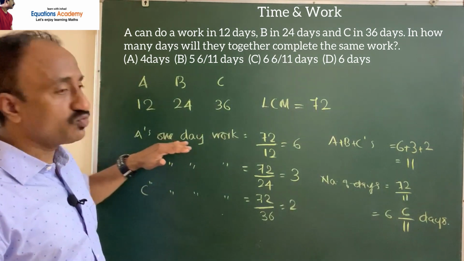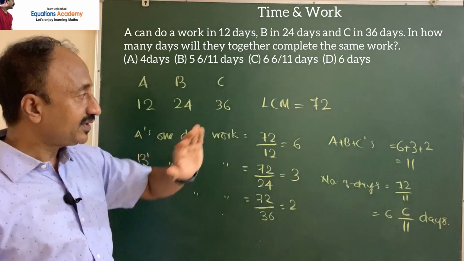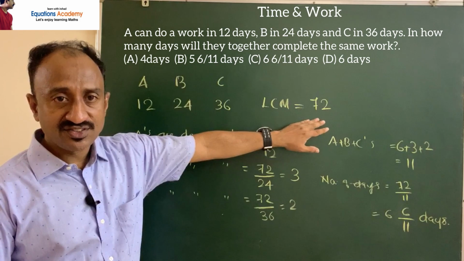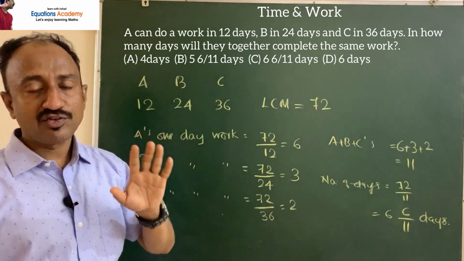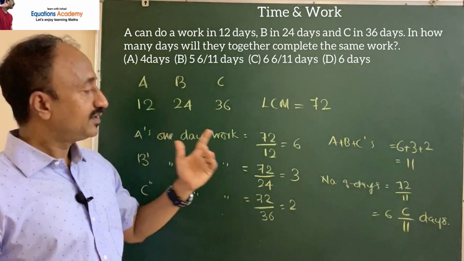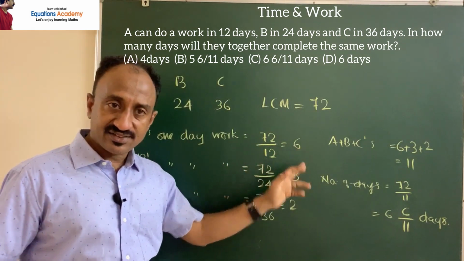What will be A's 1 day work? A's 1 day work will be the total units, that is the LCM, 72, divided by the number of days A takes, 12. So 72 divided by 12 is 6.